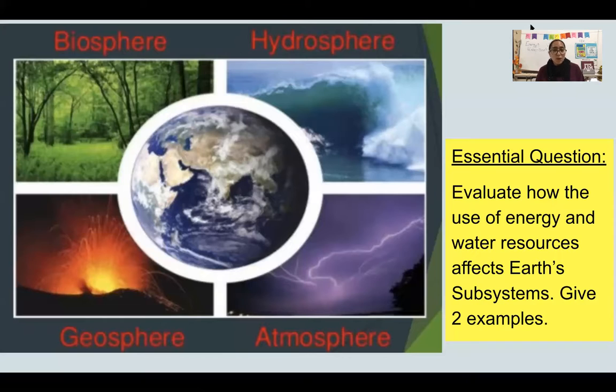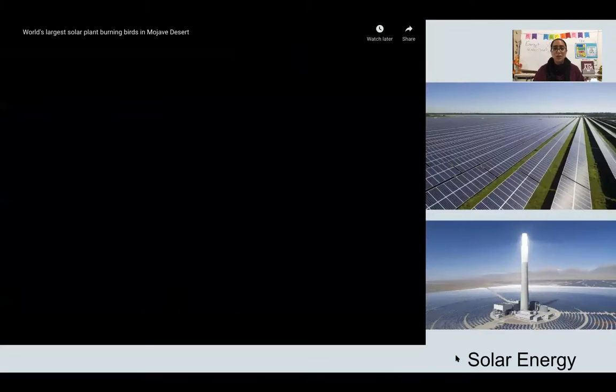And just a quick review, the examples of Earth's subsystems include the biosphere, which includes living things like plants and animals, the hydrosphere, which includes water, the geosphere, land and rocks, and the atmosphere, the air. As we talk about these energy sources and our use of water, think about how those impact these 4 subsystems of planet Earth. Again, keep that essential question in mind so that you can answer it later.